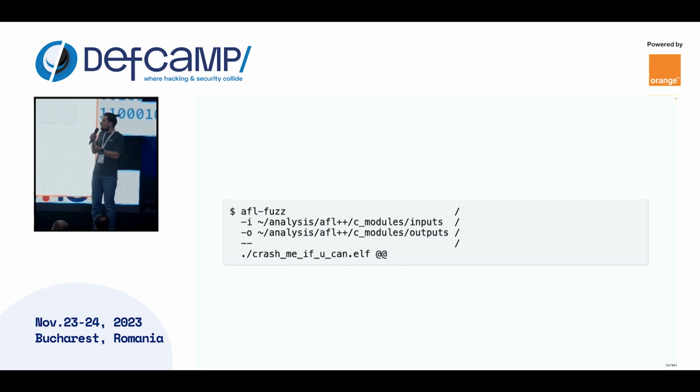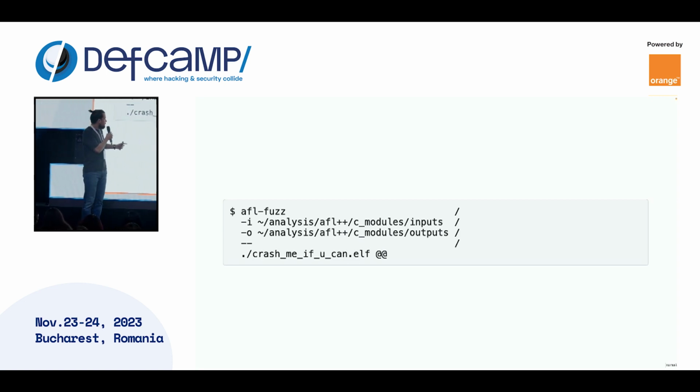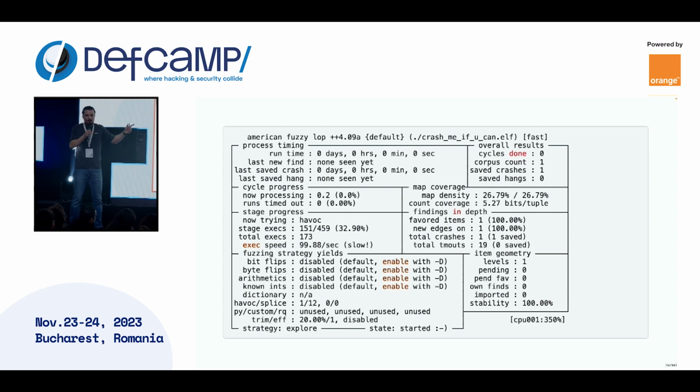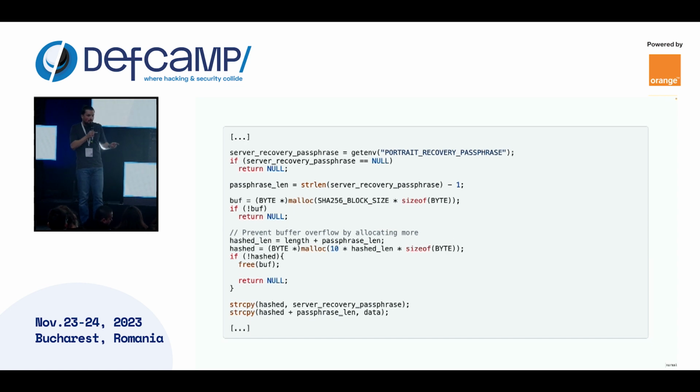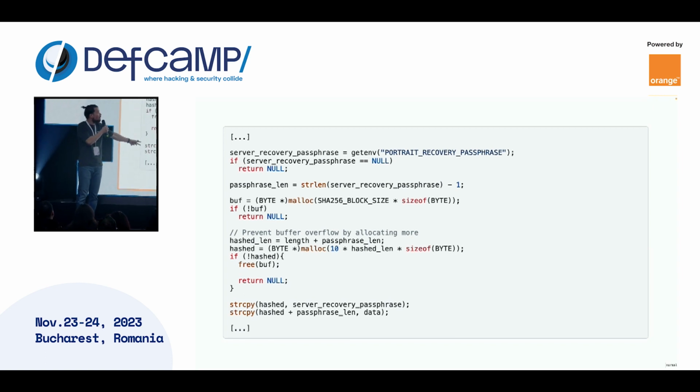I specify -i for the dummy inputs, so some inputs that are treated correctly by the application, -o for specifying where the reports should be stored, and after that the command, namely the executable, and @@ for specifying where the name of the file should be placed. This is the nice interface that AFL++ provides. And if I deep dive into a warning generated by AFL++ for the vulnerable code base that I mentioned before, namely Ubuntu Portrait, I can see here that I have a heap buffer overflow.